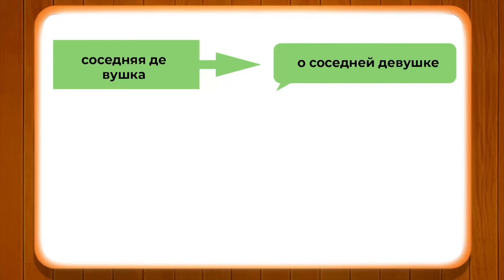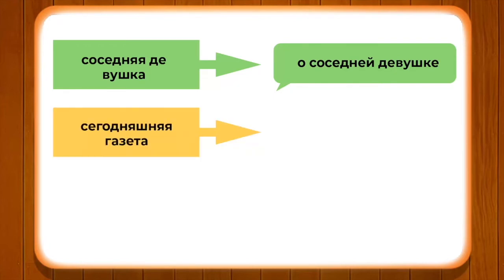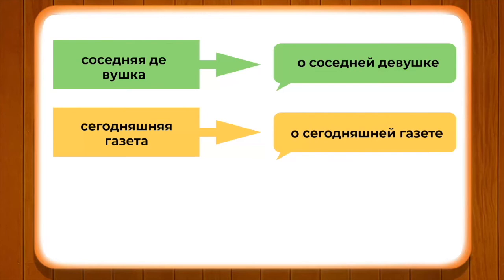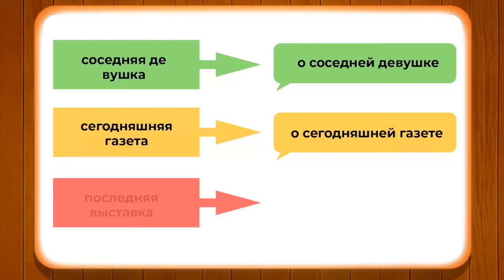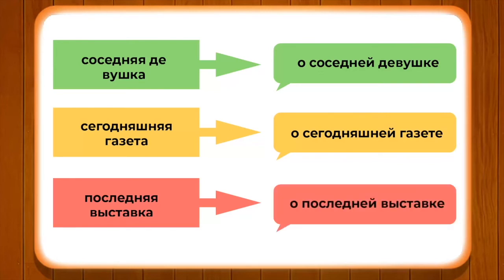Соседней девушке. Сегодняшняя газета, о чем он говорит? Он говорит о сегодняшней газете. And последняя выставка, it can also be changed, о чем он говорит or о чем он рассказывает, о последней выставке. So, these are the basic differences between the endings.